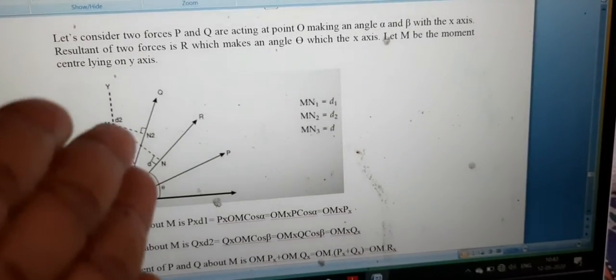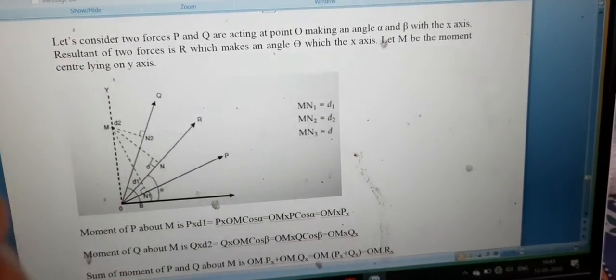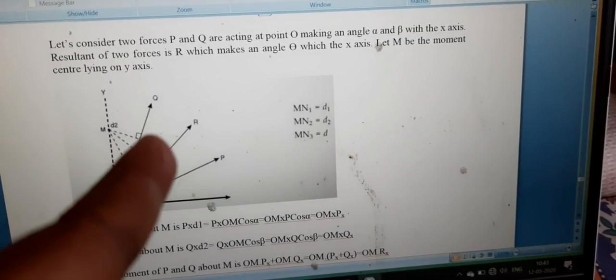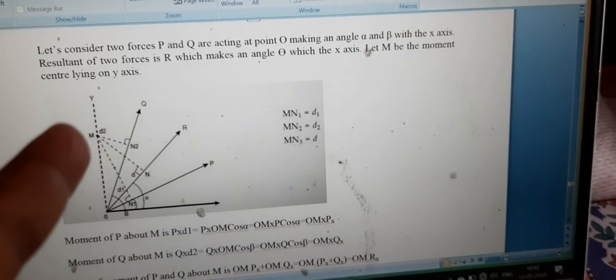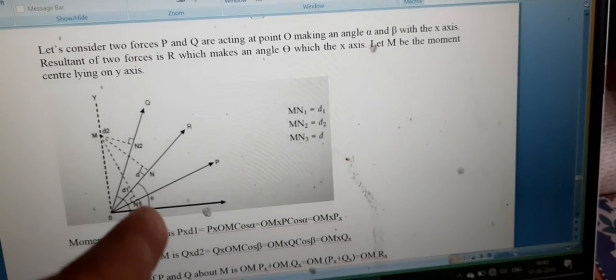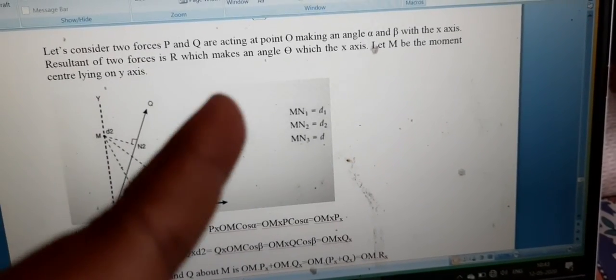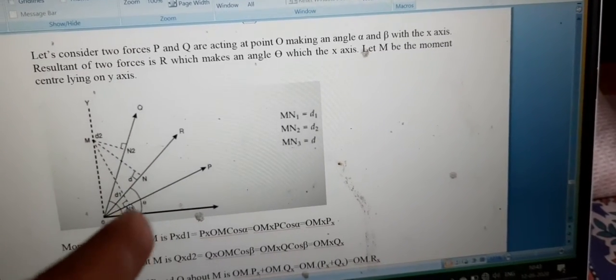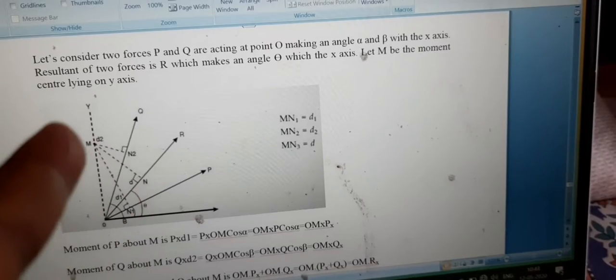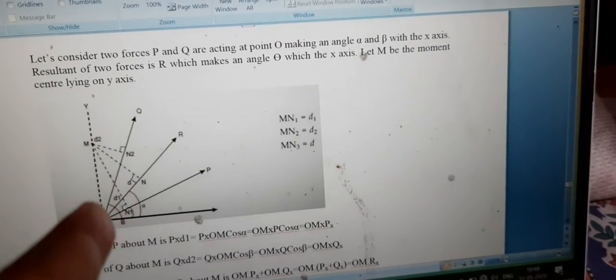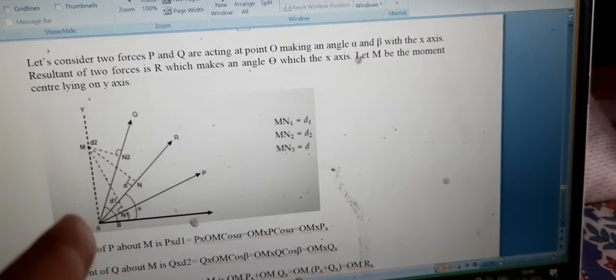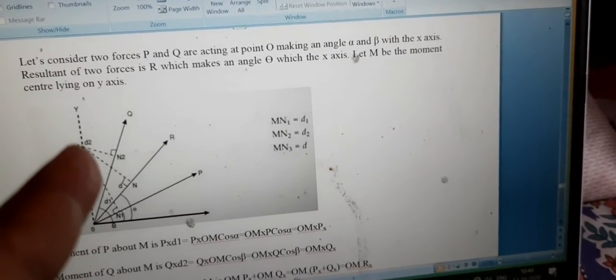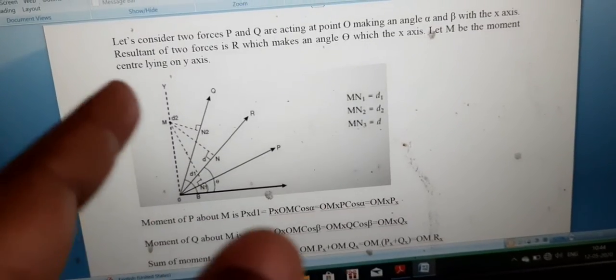To find the moment, we have to calculate the perpendicular distance. So d2 is the perpendicular distance between force Q and the moment center M, and d1 is the perpendicular distance between the line of action of force P and the moment center M, and let d be the perpendicular distance between the line of action of the resultant force and the moment center M. What is the moment of force P about M? That is force into perpendicular distance, that is P into d1.